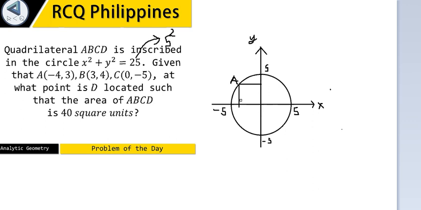The point B should be about 3, x is about 3, and we have 4 here. And the last one, C, is here. So we connect A and B, AC, and BC.